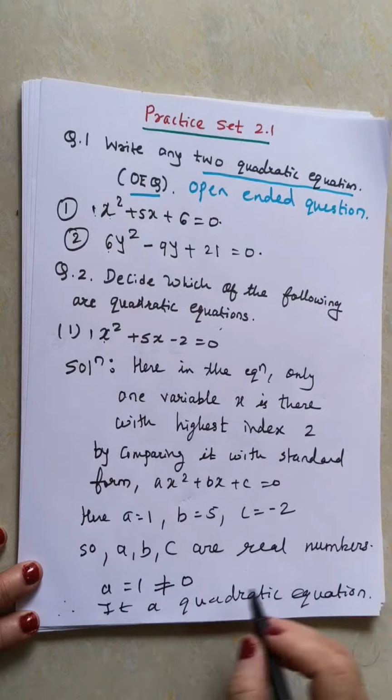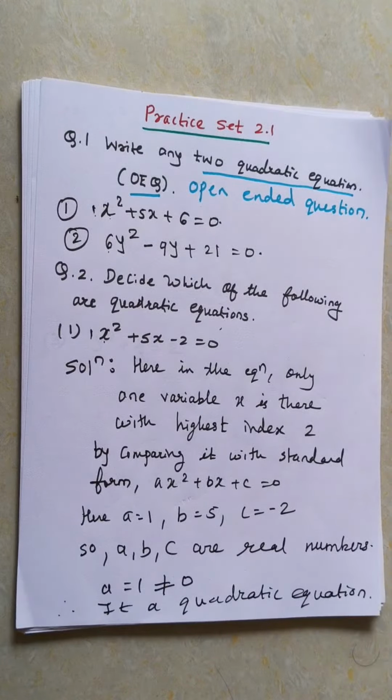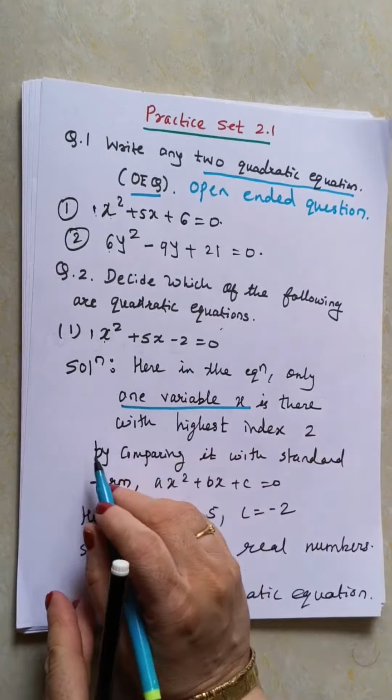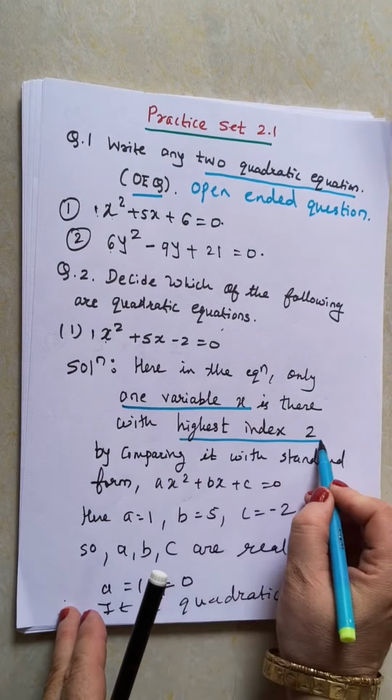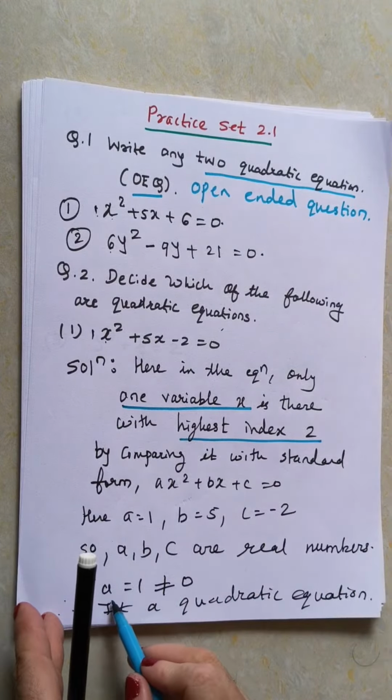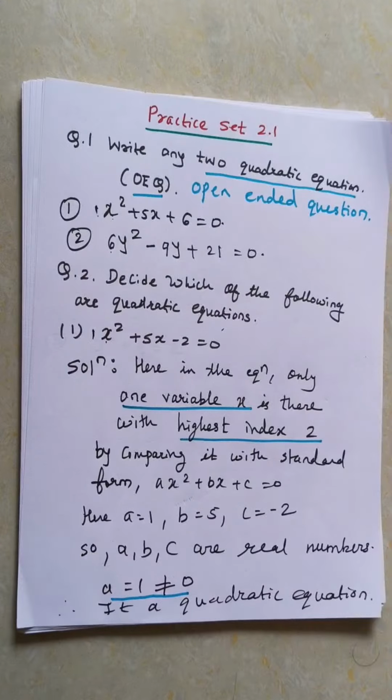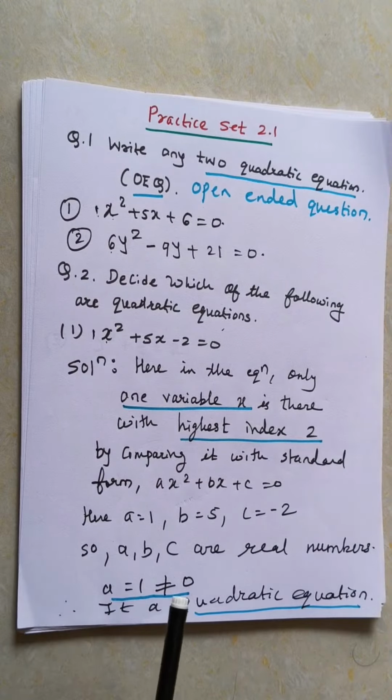So everybody understood which are the important things that you have to find out. First of all, you have to see there is only one variable. Second important thing, highest index 2, and third important thing, a should not be 0. If these three things are satisfied, then we can say the given equation is a quadratic equation.